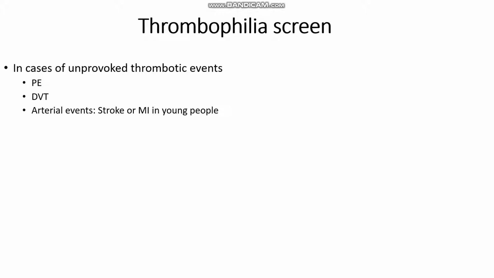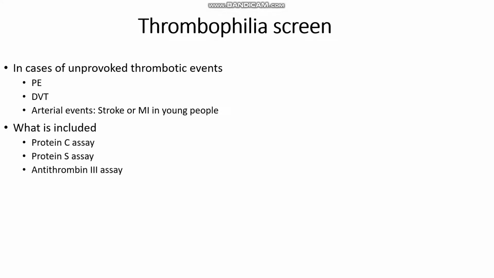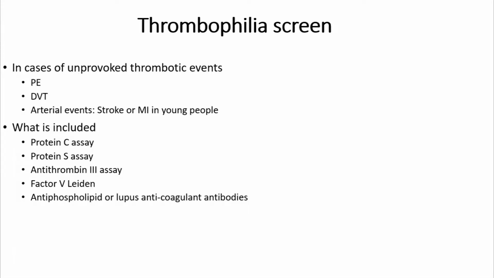What do we look for in a thrombophilia screen? Well, what's included? If we think back to the clotting cascade, we're going to be looking at protein C assay. Is there enough of it? Is it working properly? Same thing with a protein S assay and antithrombin 3 assay. Then we're going to look at the activity of factor V to look at factor V Leiden, and also try to find some of those antibodies in things like antiphospholipid syndrome, so lupus anticoagulant or antiphospholipid antibodies.